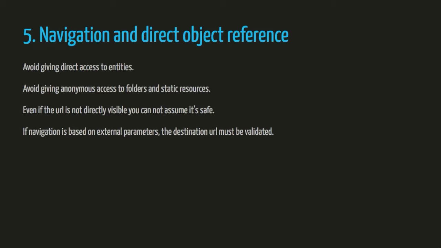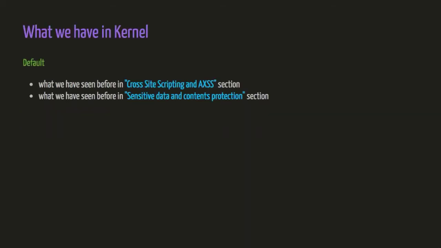If navigation is based on external parameters, the destination URL must be validated, for example with encoding, signing, or compliance of the query string structure with the destination domain. And what we have seen before in cross-site scripting and sensitive data and contents protection also applies here.